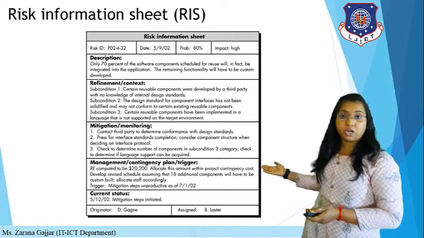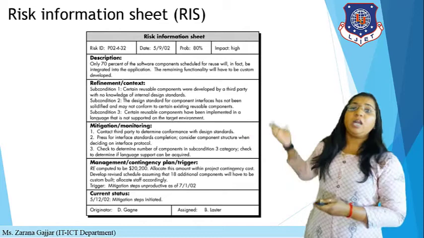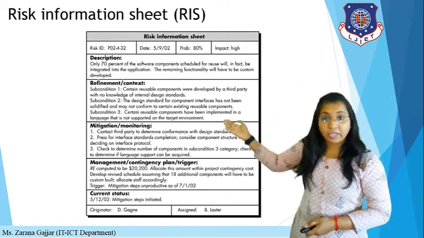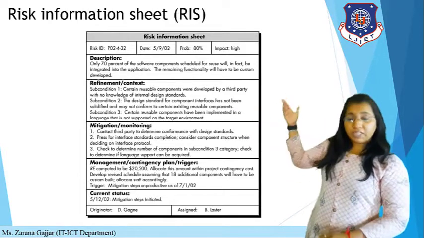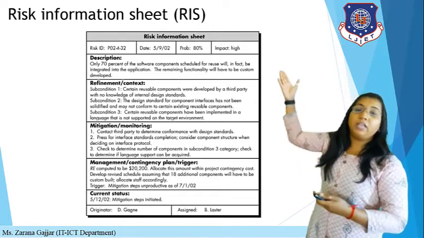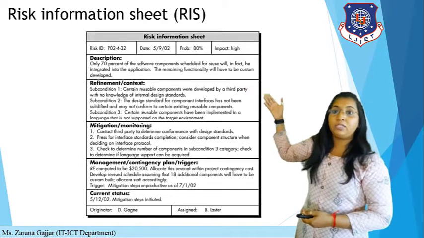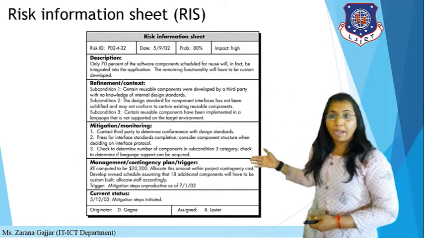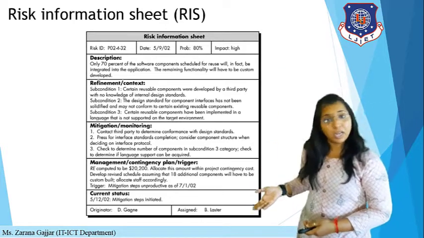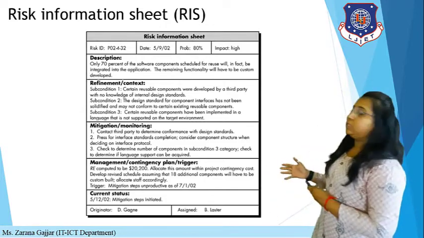This is the basic structure of the RIS, that is the risk information sheet. Here the team member can fill in all the values, like what is the risk ID, on which date the risk was analyzed, what is the probability of that particular risk, what is the impact, either low or high. Then you have to describe that particular risk in the description, then the refinement step, how to mitigate it, how to manage it, and the current status. So this is the kind of risk information sheet that is managed by the software team member.